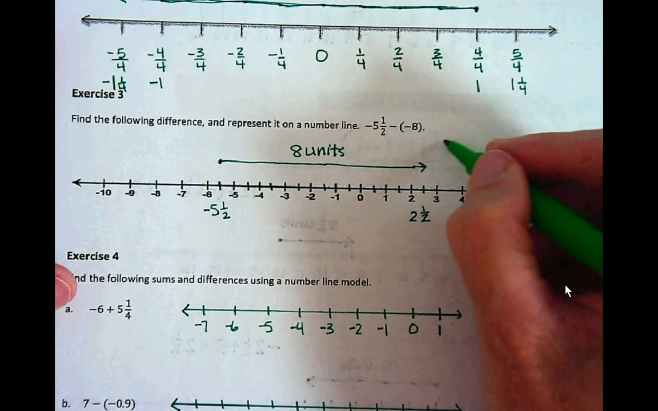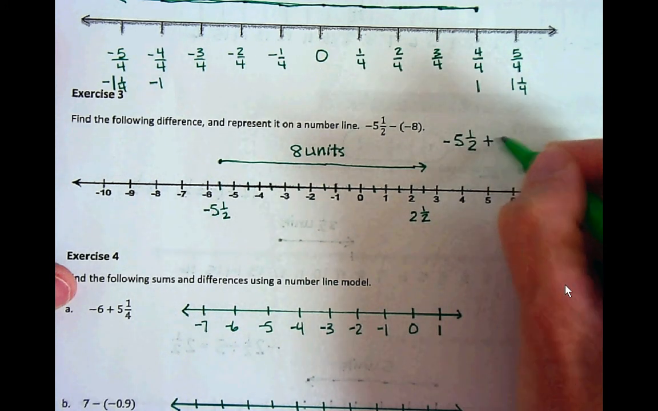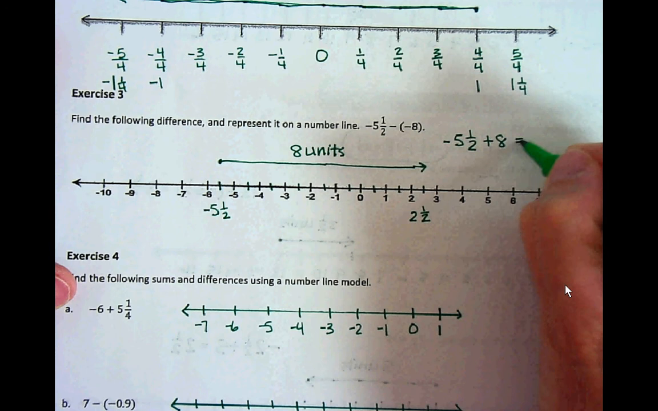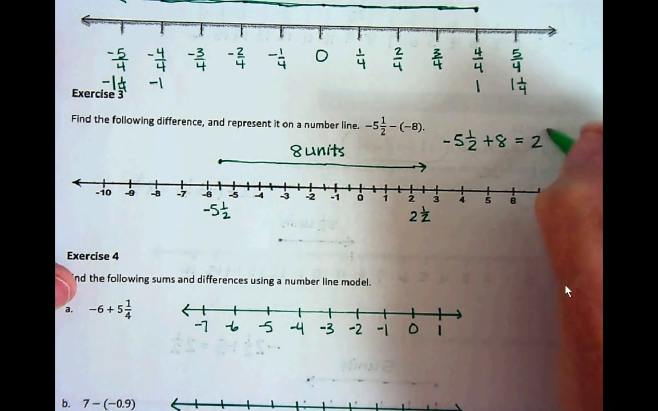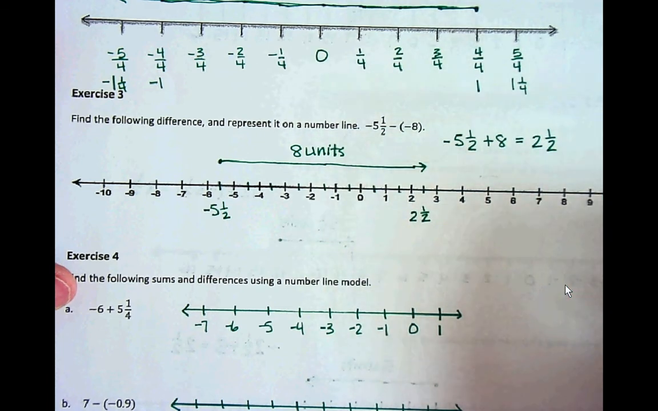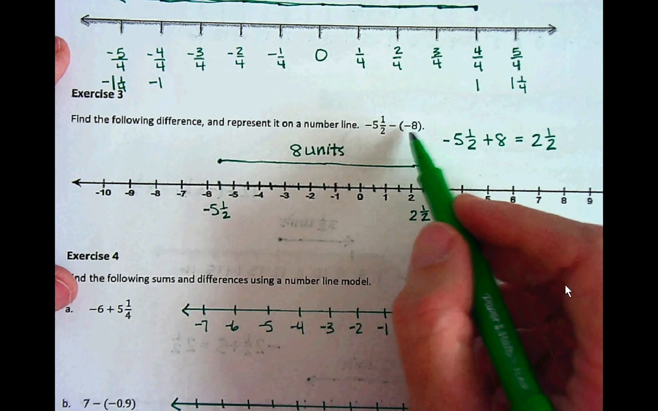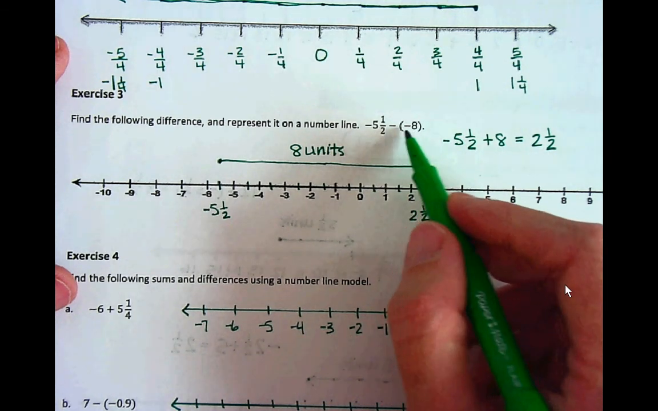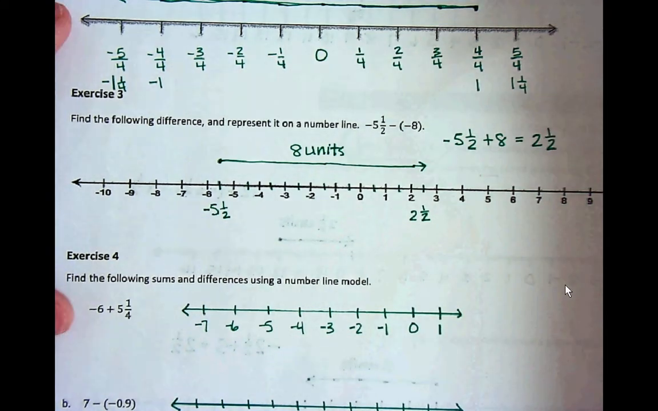So how do we write this? Minus 5 1/2 is the same as adding 8, which means I am at 2 1/2. Positive 2 1/2. Because remember, the opposite of 8 is minus 8. And the opposite of that is a positive 8. So that's why we end up going positive 8 units.